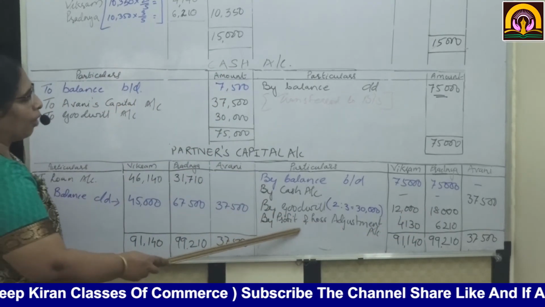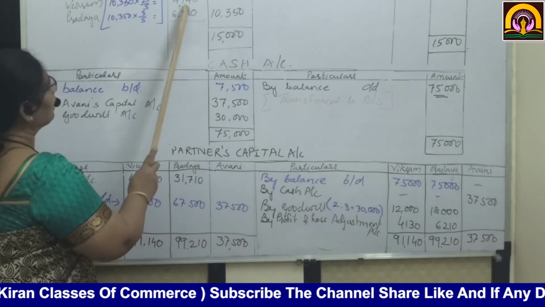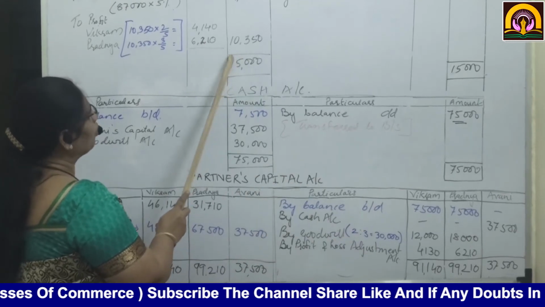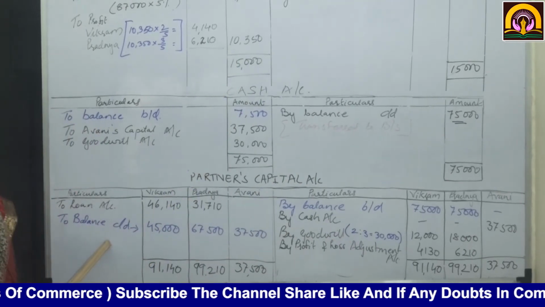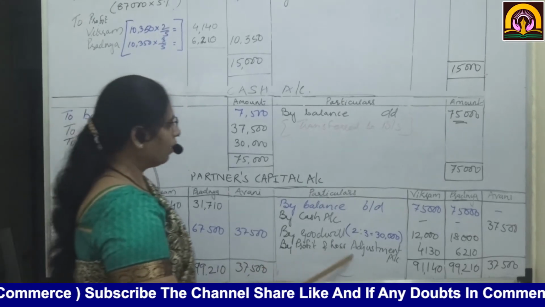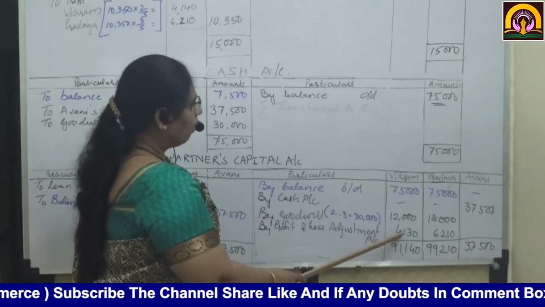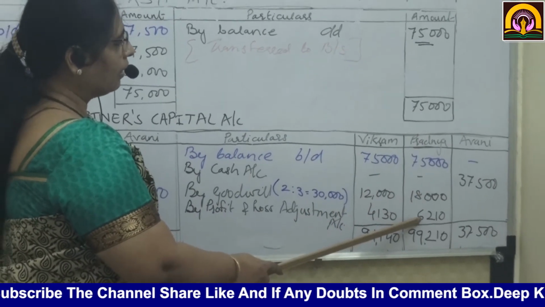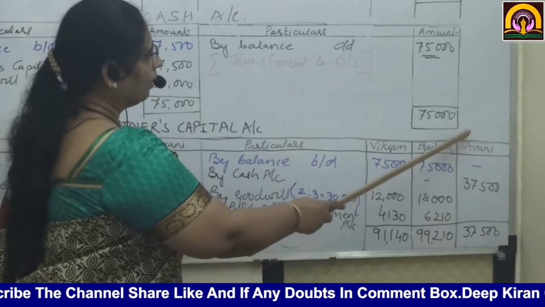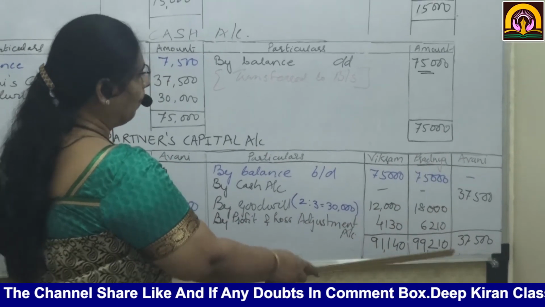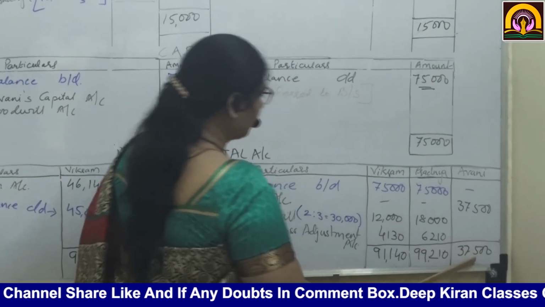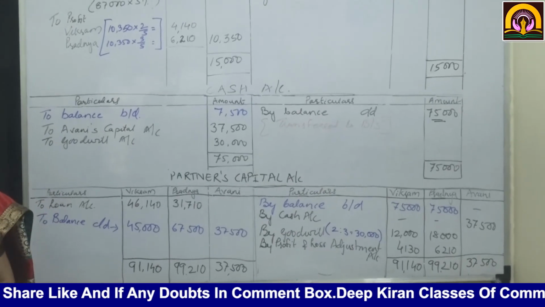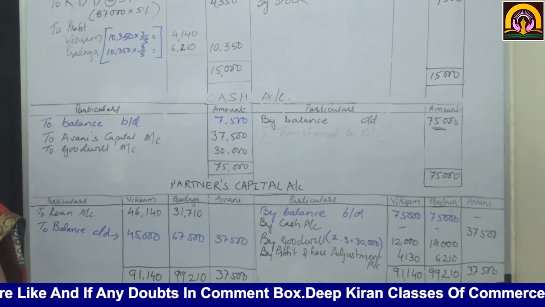Now, by profit and loss adjustment account, this revaluation profit also we are going to write on the credit side. If it was a loss, then we would have written it on the debit side. So by profit and loss adjustment account, what was Vikram's share? 4,130. Pradnya's share 6,210. Now total up Avni's 37,000. Okay.